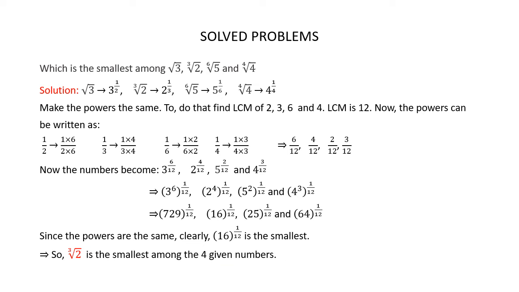Hope you have understood the method. You have to follow the same method if you are asked to, instead of finding the smallest number, find the largest number among the four. You have to follow the same procedure. Only in the final step you have to find out which is the largest number. The method is the same whether you are asked to find the smallest number among the four or the largest number among the four.